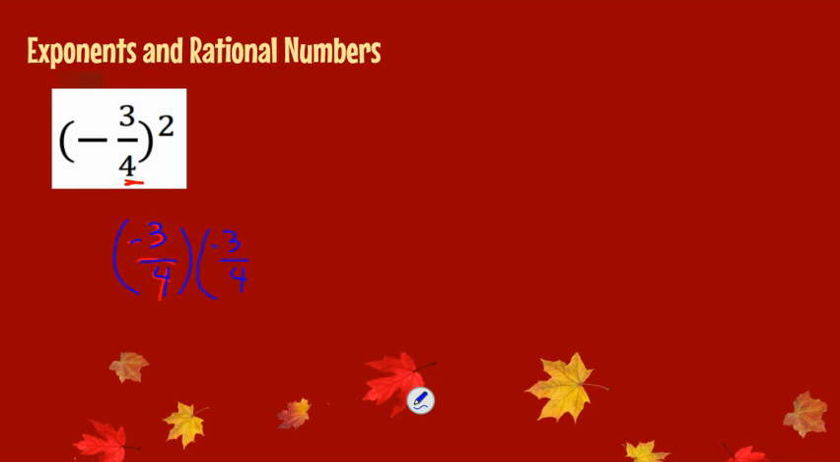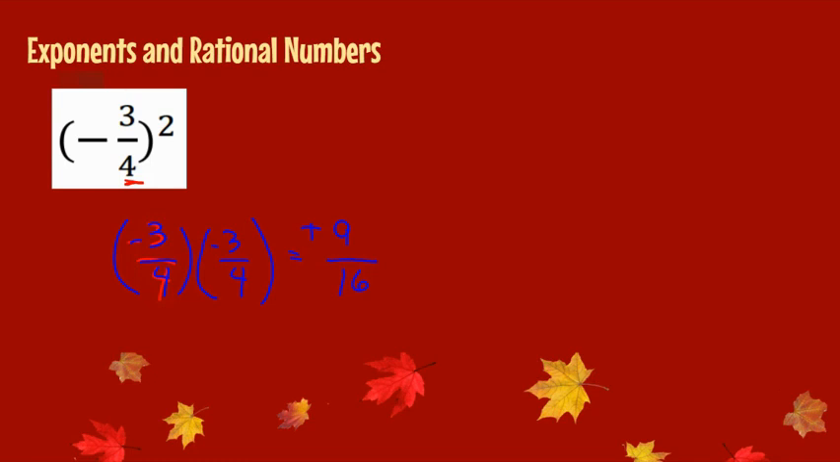So then we're just applying the things we just learned. Negative times a negative, we get a positive. 3 times 3 is 9. And 4 times 4 is 16. So if you square negative 3/4, you get a positive 9/16. Okay? So exponents is how many times you multiply it together.